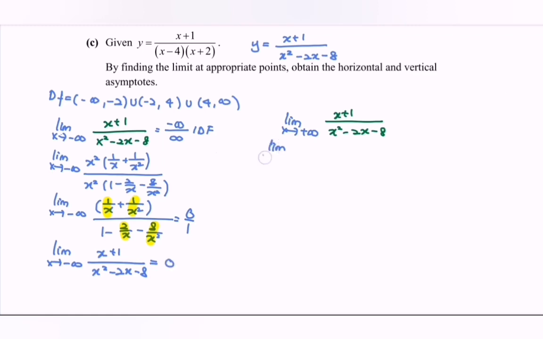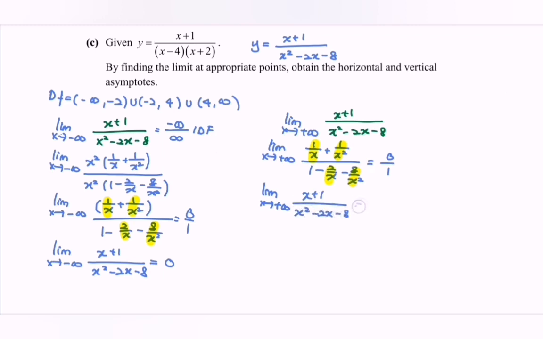Same on the right hand side. Limit when x approaches positive infinity, we have the situation 1 over x plus 1 over x squared over 1 minus 2 over x minus 8 over x squared. If we substitute the infinity, we will obtain 0 for the highlighted part. And finally, we have 0 over 1. Limit when x approaches positive infinity for the function x plus 1 over x squared minus 2x minus 8, the value of y will be approaching 0. So finally, the horizontal asymptote is y equals 0.